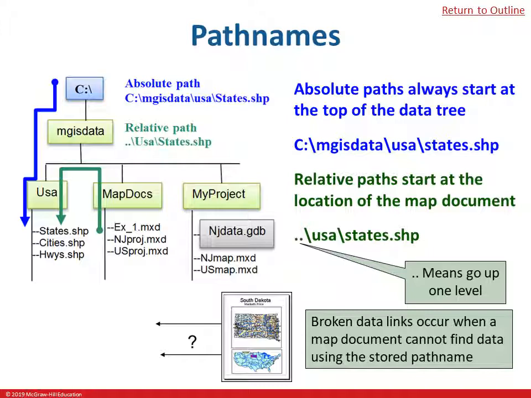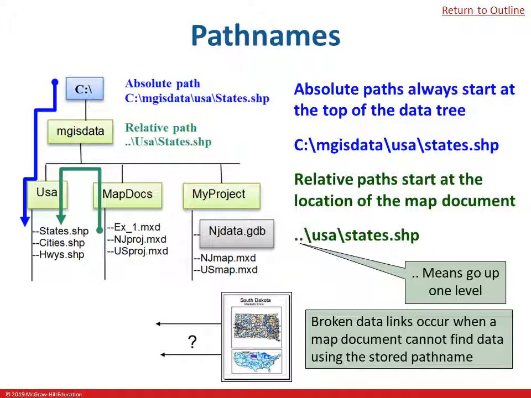Now, the other pathway is called relative pathways. It starts at the location of the map document. If your map document is in the MGIS data folder, it basically starts at MGIS, or better yet, if your map document is in the map document folder, it starts there. Now, here's where it gets complicated.